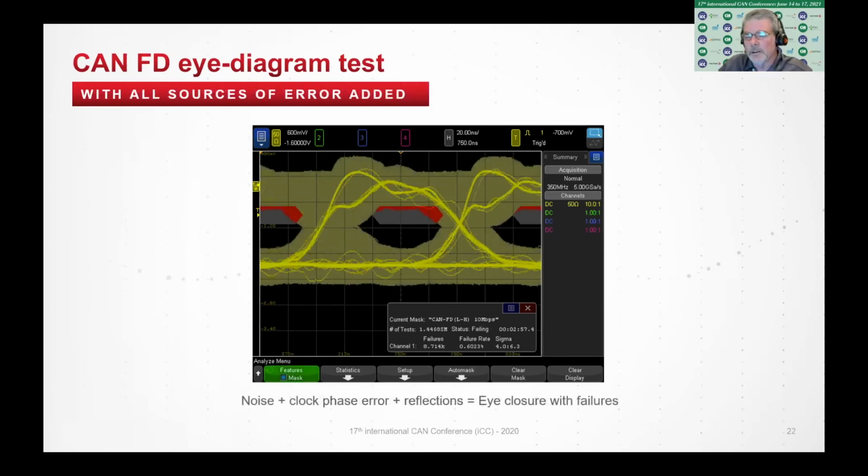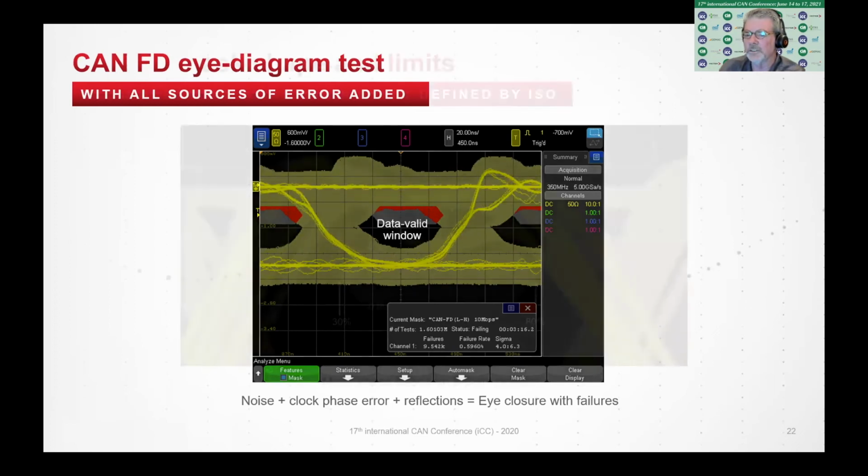And now this last example is I added all of the errors: the 1% clock tolerance error, the differential noise from a nearby switching power supply, and this improper termination that caused all sorts of reflections. And now you can see the eye closing in. The red portions show where it's violating the pass-fail mask. And so there's my data valid window. I'm at high risk of this not working in the system with all these error components in there.